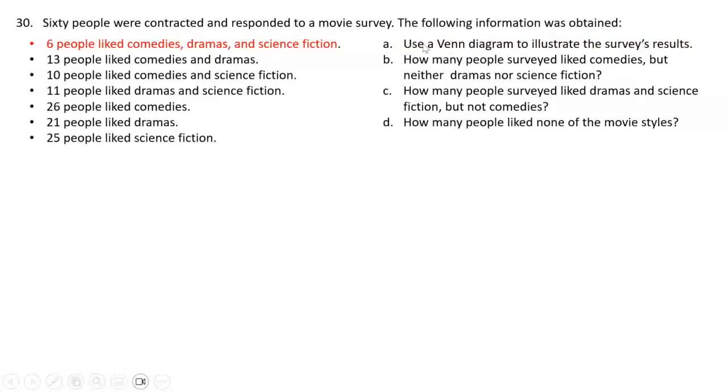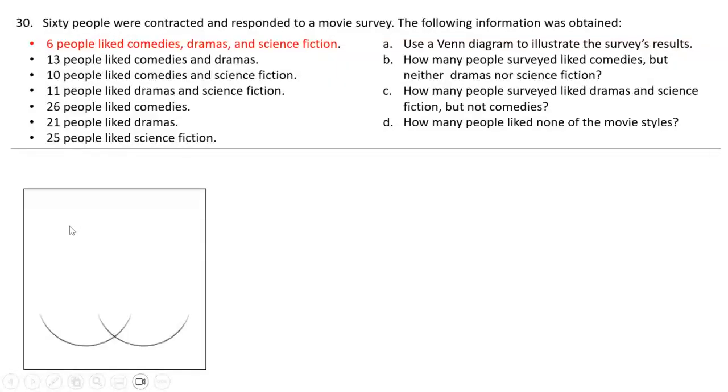Okay, now here's what they want. For part A, use a Venn diagram to illustrate the survey's results. So in other words, we have to do a Venn diagram and then answer B, C, and D. So here's how we do it, guys. There's 60 people, so I'm going to start off here because there's 60 total.